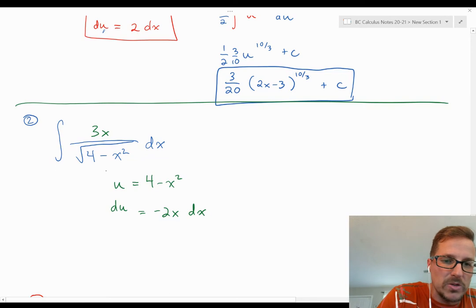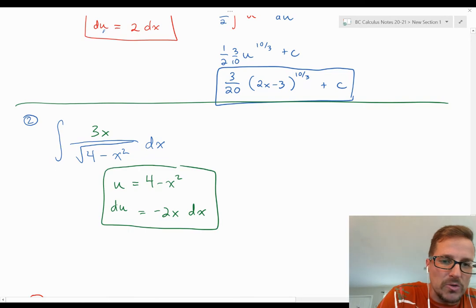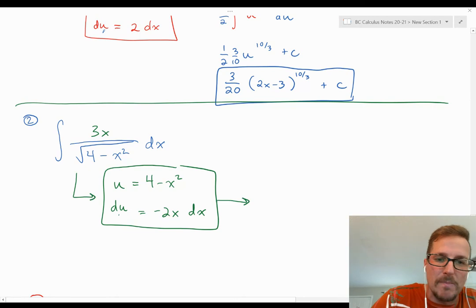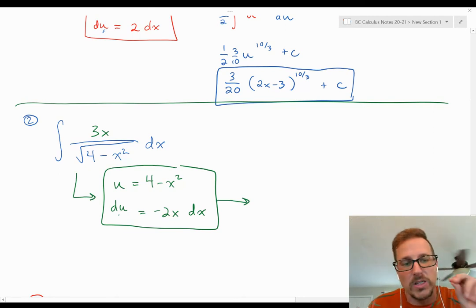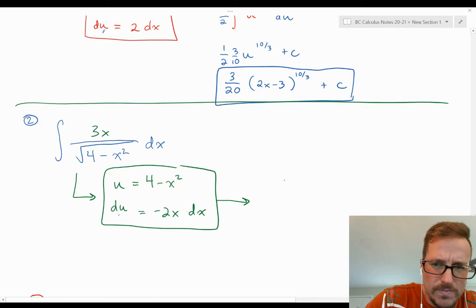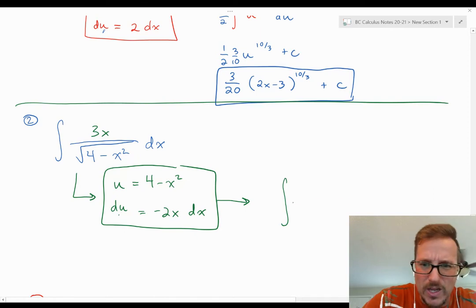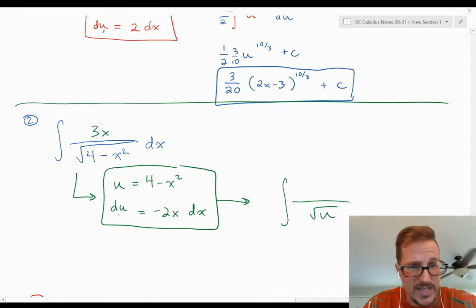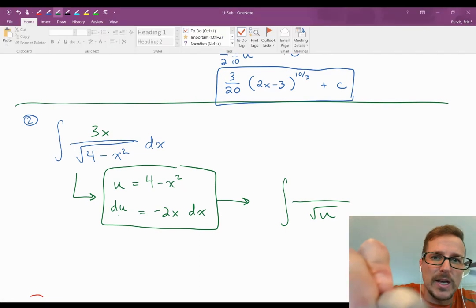So here's the u filter. I know how to get u. I know how to get du. I want to send that through and see it come out on the other side, all in terms of u. Now, the easiest thing to see would be that the denominator is now the square root of u. That's pretty easy to see, right? But let's look at the rest of it.